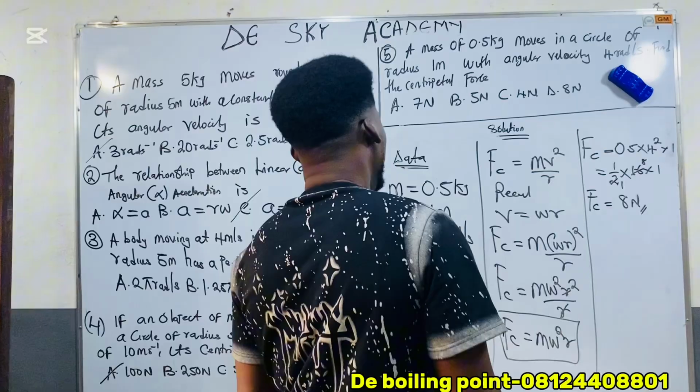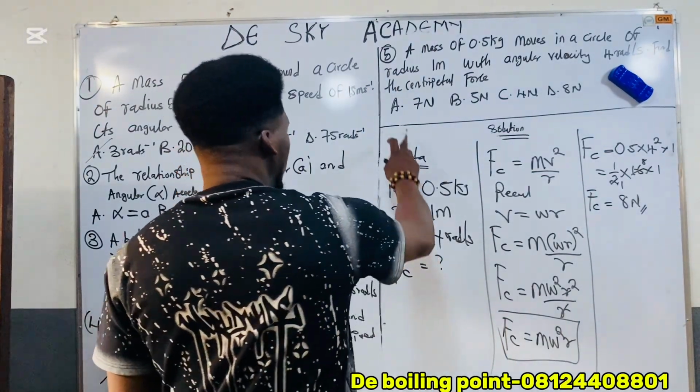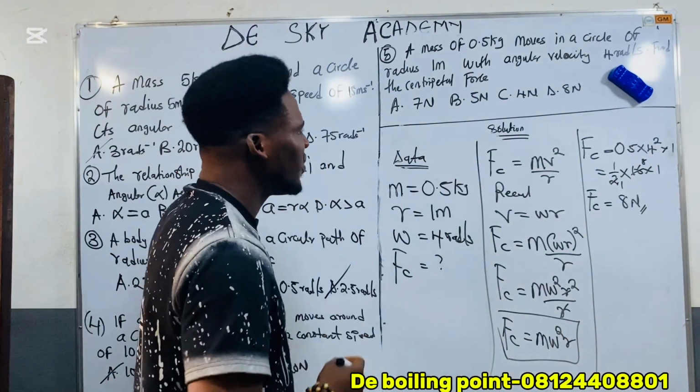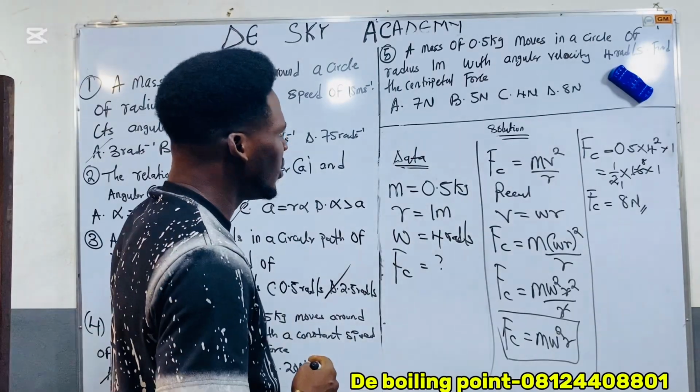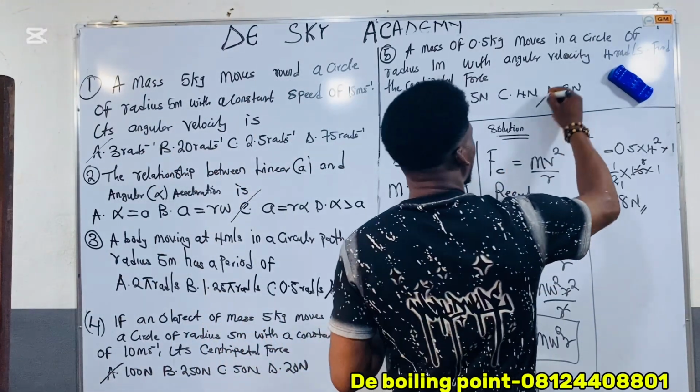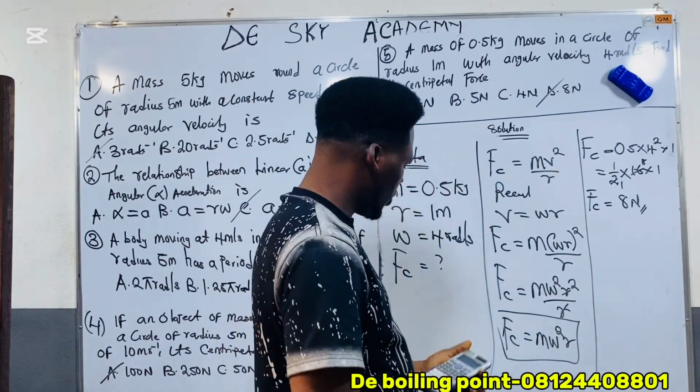So do we have anything like 8 Newton in the options? Yes. Option A is 7 Newton, option B is 5 Newton, option C is 4 Newton, and option D is 8 Newton. So in this kind of question, what do you do?